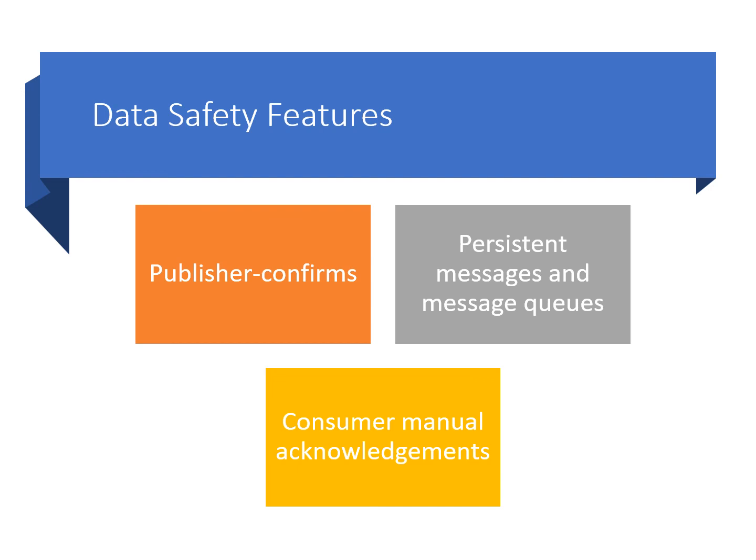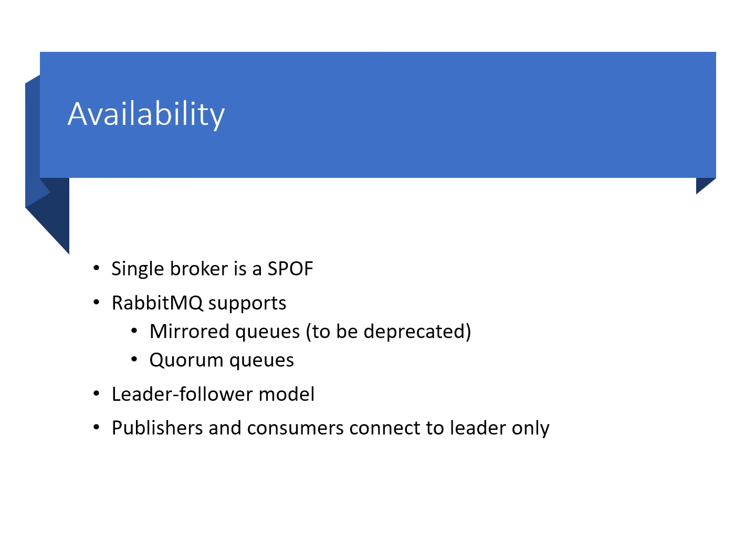In a nutshell, you need publisher acknowledgements, persistent queues and messages, and manual consumer acknowledgements for complete data safety. Your system will almost certainly take a performance hit, but you won't lose messages. As I described in the previous lesson, a single broker is a single point of failure, and hence the system will be unavailable if the broker crashes or experiences a network failure. The solution is broker and queue replication. RabbitMQ provides 2 ways to support high availability, known as mirrored queues and quorum queues.